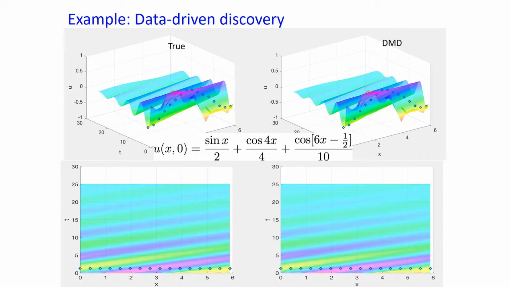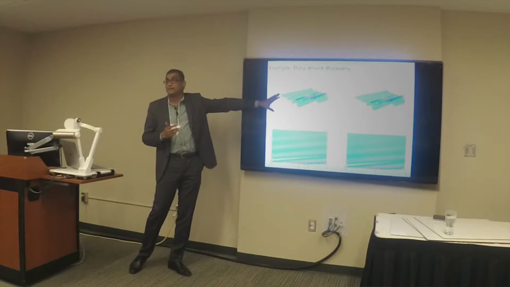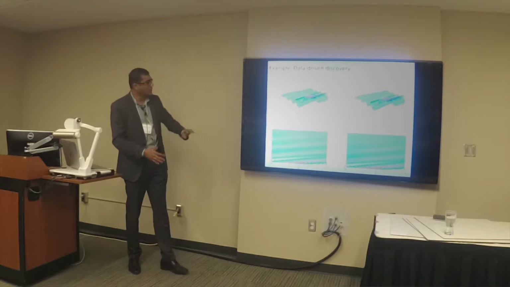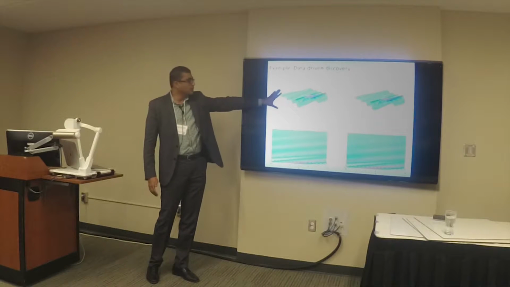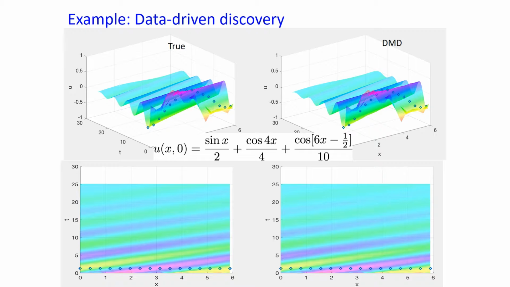And we are all in the business of publishing nice-looking results, and if you actually want to show this very impressive result, it is actually really impressive. So what is shown on the left is the true solution. I have x on this axis, I have time on this axis, and the solution on this axis. And this is the initial condition.